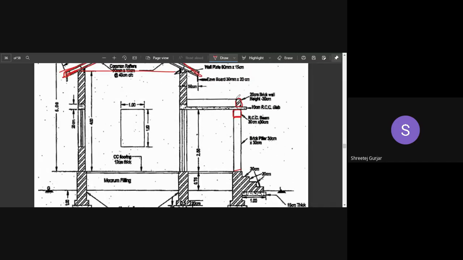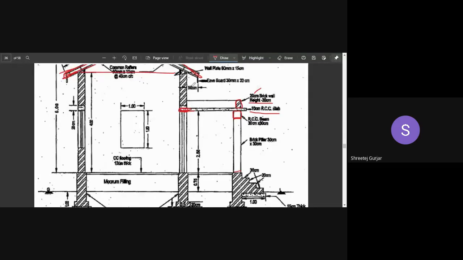Then there is a parapet wall provided over here, a 20 centimeter brick wall. So this is 20 centimeter, and the height is 30 centimeter. Then this is your RCC roof slab, which is projected inside your wall. This is your bearing part.